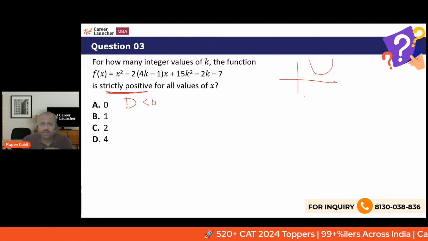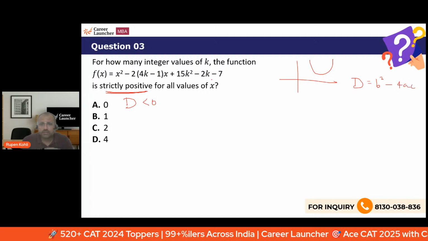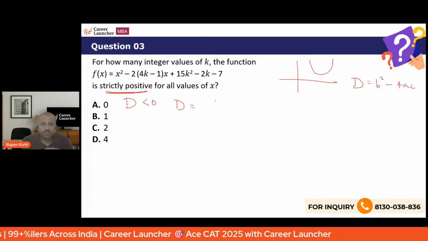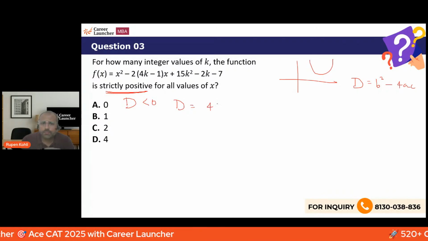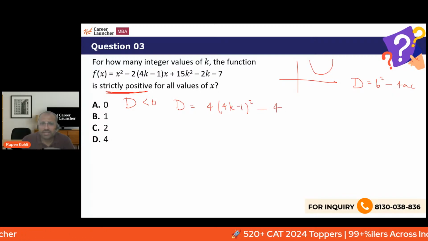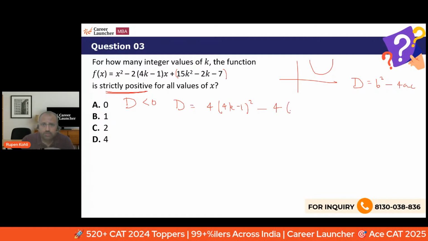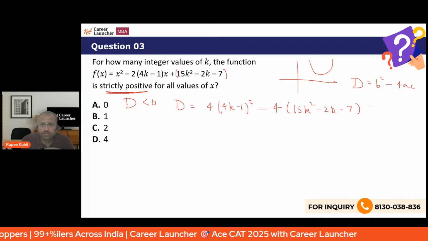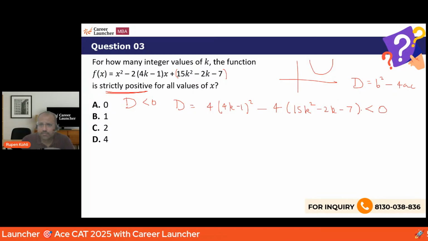D is the discriminant, which is b square minus 4ac. So put that. Therefore b, which is minus 2 into 4k minus 1, whole square. So that will become 4 into 4k minus 1 whole square minus 4 into 1 into this thing, which is 15k square minus 2k minus 7. This needs to be less than 0. Since this is less than 0, I'm solving an inequality.